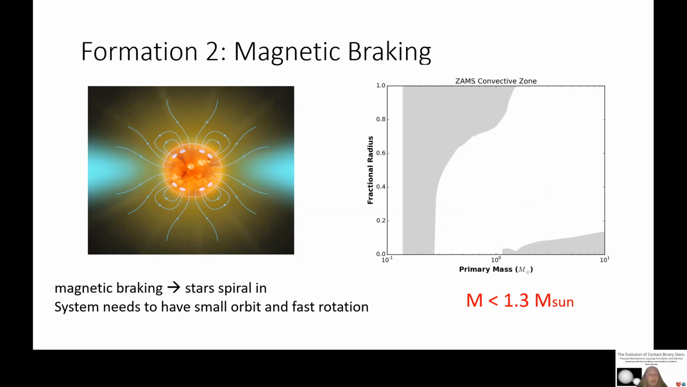But in order to do this, the star requires a magnetic field, which means it needs an inner convective region. The gray part on the left of the graph shows that this rules out stars bigger than 1.3 solar masses.